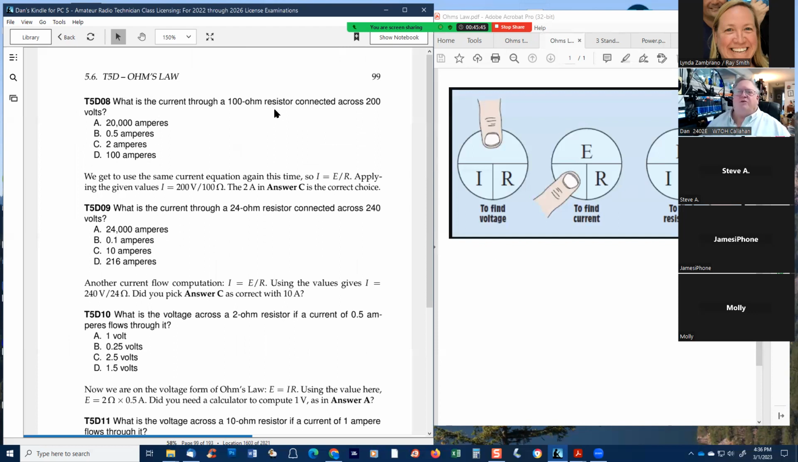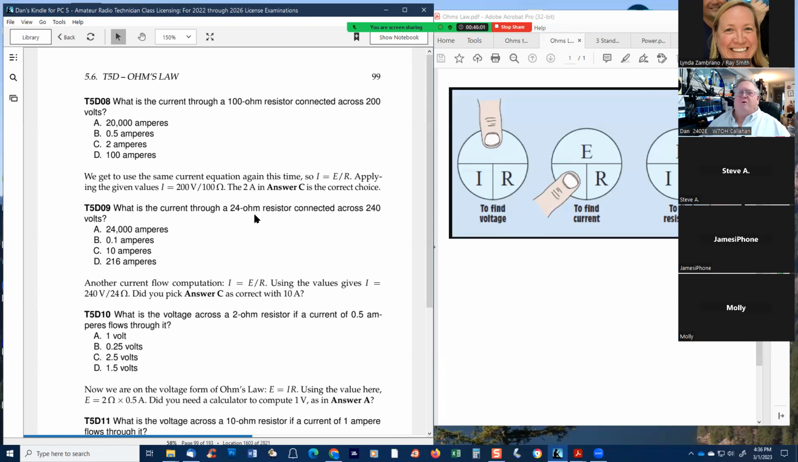What is the current through a 100 ohm resistor connected across 120 volts? And going back here, they want the current, so we're going to do E over R. We have 200 volts, that's E, over 100 ohms, it's going to be 2 amperes.